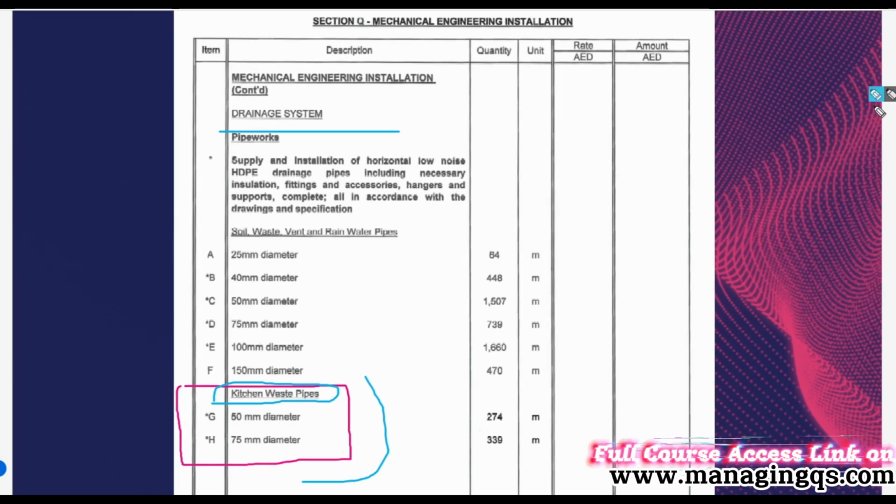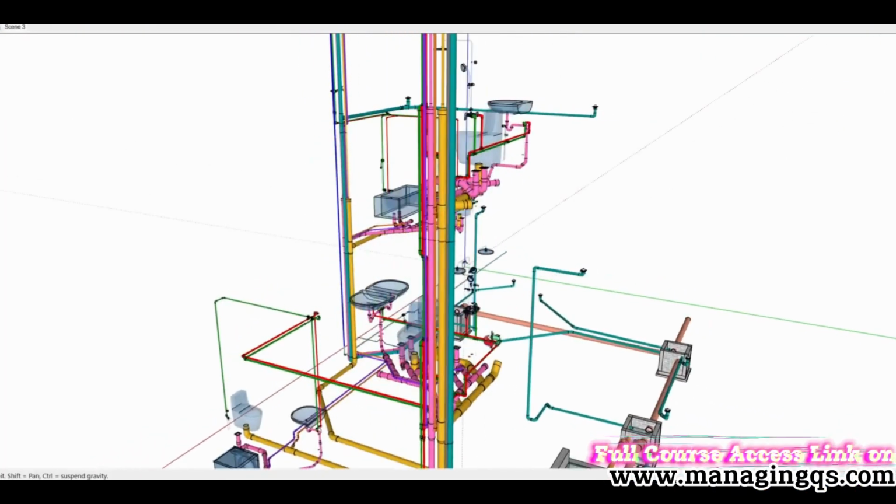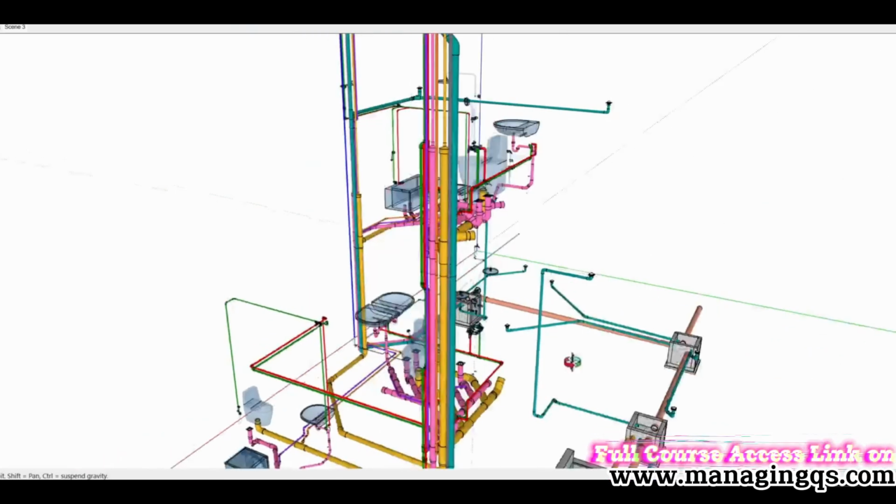Before we discuss this matter, we can divide the drainage pipe into 4 categories. The first one is the soil pipe, the second one is the waste pipe, the third one is the vent pipe, and the fourth one is the drain water drainage pipe. If you want to learn more about these 4 categories, you can check our YouTube channel or my previous LinkedIn post, so you can get in-depth knowledge. We also discussed drainage pipe measurement ideas in our previous session.